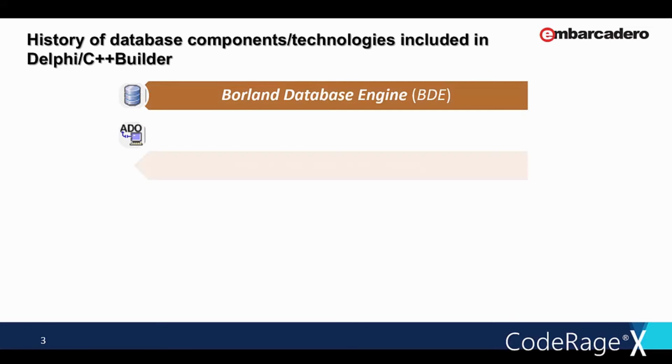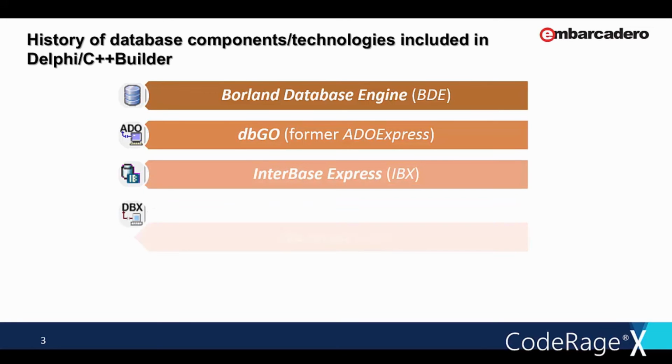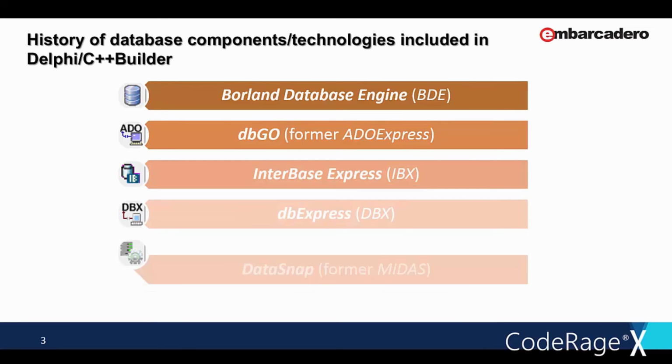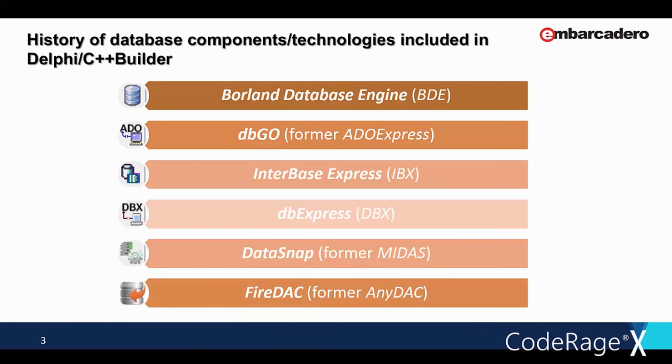This is the history of the database components and technologies that have been traditionally included with Delphi and C++ Builder. First of all, the Borland Database Engine, or BDE, dbGo, or former ADO-Express, Interbase Express, or IBX, dbExpress, or dbX, DataSnap, formerly known as Midas, and last, FireDAC, formerly known as AnyDAC.